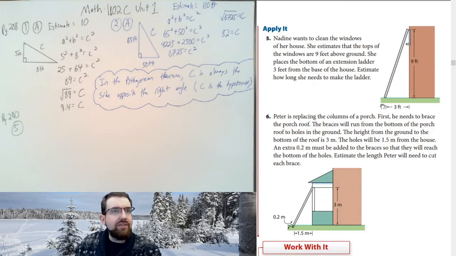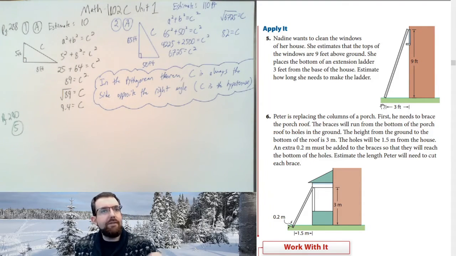It says Nadine wants to clean the windows of her house. She estimates that the tops of the windows are 9 feet above the ground. She places the bottom of an extension ladder 3 feet from the base of the house. Estimate how long she needs to make the ladder.